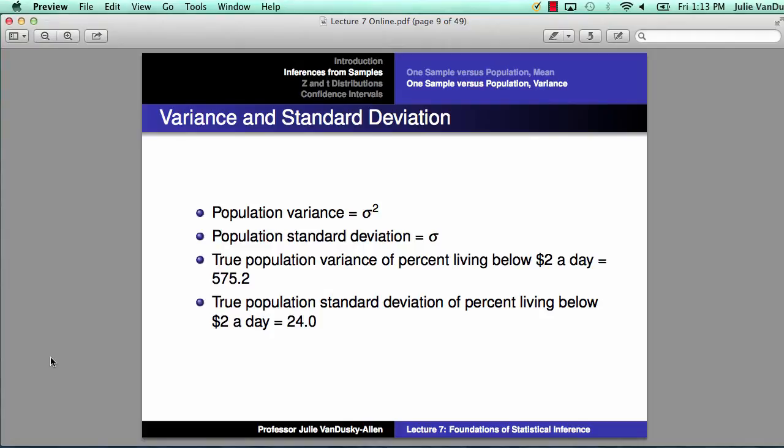The population variance for our percent living below $2 a day variable was 575.2, and the standard deviation was 24. I calculated these variables on my own. You do not need to know how to do this.